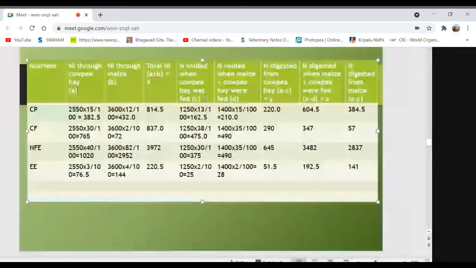Okay, these are the values. Now, this is the nutrient digested when maize plus cowpea were fed. Okay, and this is the nutrient digested when cowpea hay was fed. Therefore, this minus this will give the nutrient digested from maize. Okay, only for maize. This minus this. Means 604.5 minus 220 is equal to 384.5.